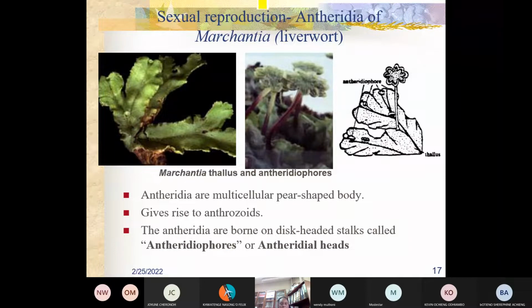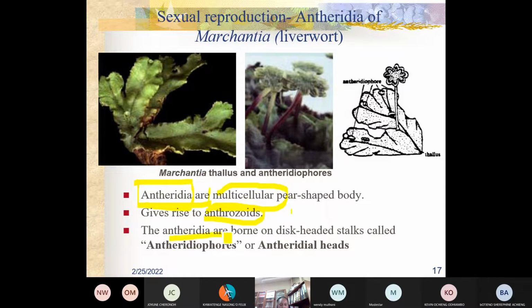So this is showing an example of antheridia. Okay, we are now looking at the sexual reproduction. Sexual reproduction, of course, happens within the gametophyte and the gametangia. So within the gametangia, we have one of them here, which is the antheridia. You can see it's a multicellular body, and it will give rise to sperm or the anthrozoids.